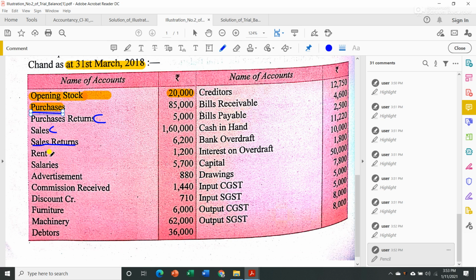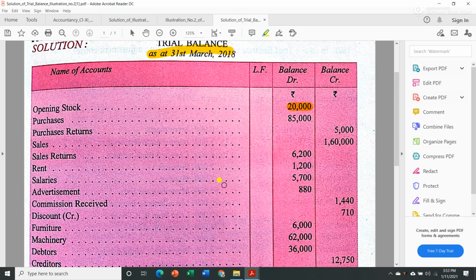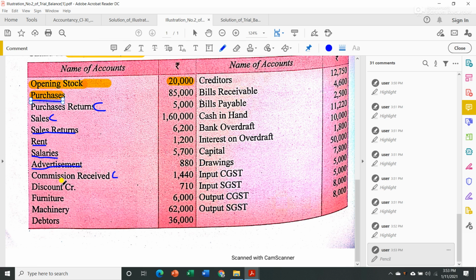Then rent is our expense, so the rent account will be debit. Salaries is also an expense, so debit. Advertisement is also an expense, so it will be debit. Then commission received is income. If expenses are debit balance, then income will be credit balance. Then discount credit. Either you can remember or try to understand what is meant by discount credit, or you can simply see it is showing CR, credit, which means it will automatically go to the credit side.